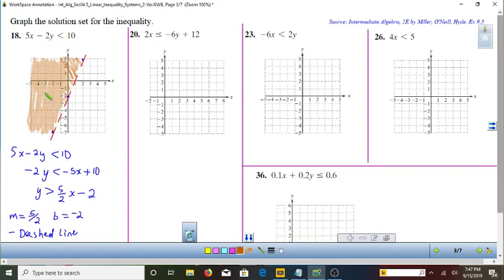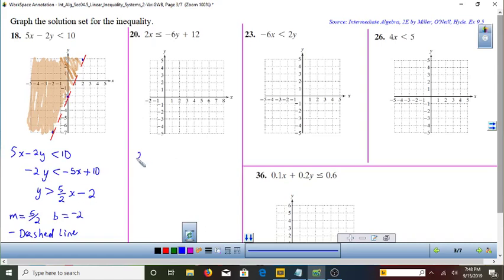So let's say we try (-3, -2). 5 times -3 is -15. -2 times -2 is +4. -15 plus 4 is -11, which is of course less than +10, and that's an indication that we are on the right track. Then let's go to the second example here.